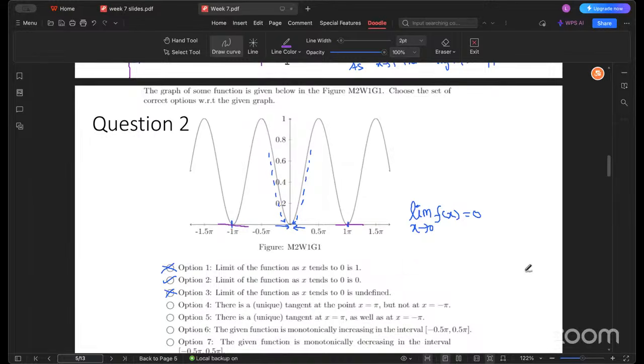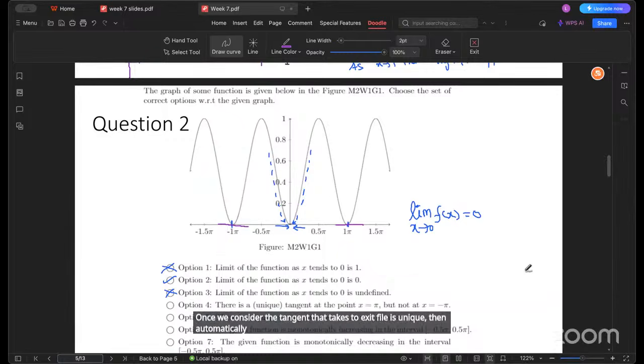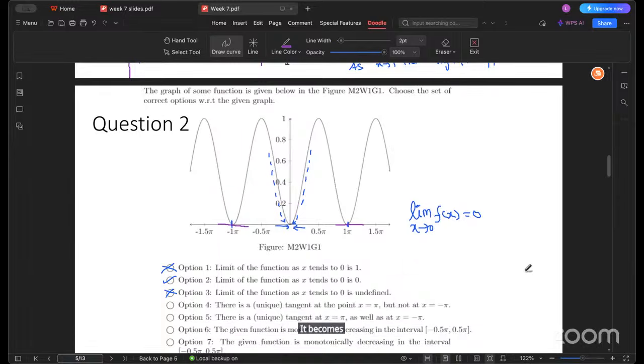Read the statement carefully. Well, if we consider the tangent at x equal to pi is unique, then automatically the tangent at x equal to minus pi will become not unique. So option 4 is correct.